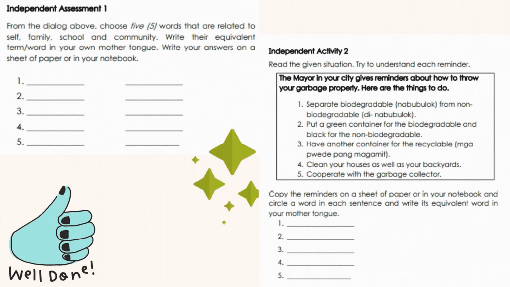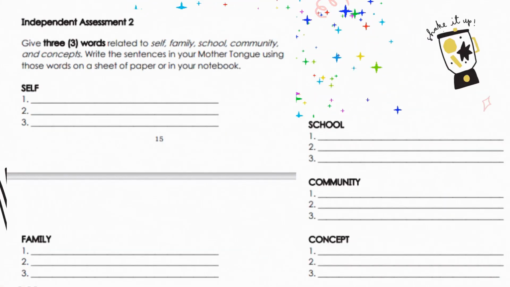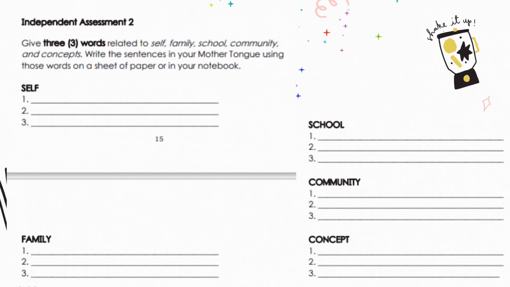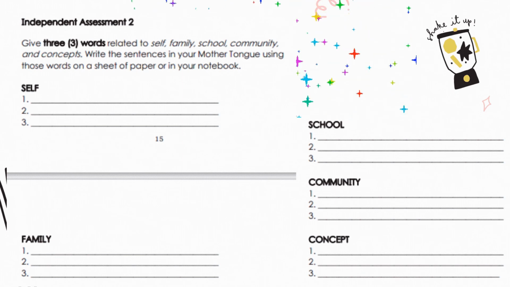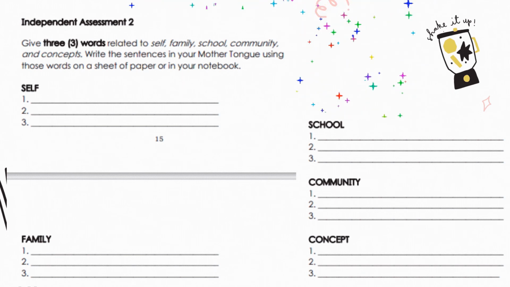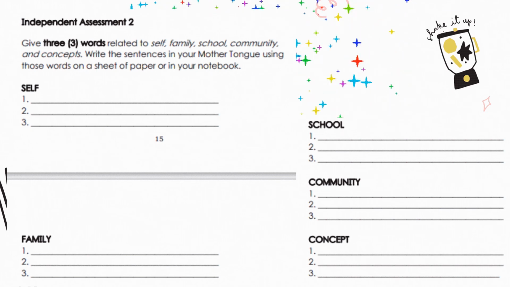And number 4, clean your houses as well as your backyards. And number 5, cooperate with the garbage collector. Copy the reminders on a sheet of paper or in your notebook and circle a word in each sentence and write its equivalent word in your mother tongue. Independent assessment 2, give 3 words related to self, family, school, community, and concepts. Write the sentences in your mother tongue using those words on a sheet of paper or in your notebook.